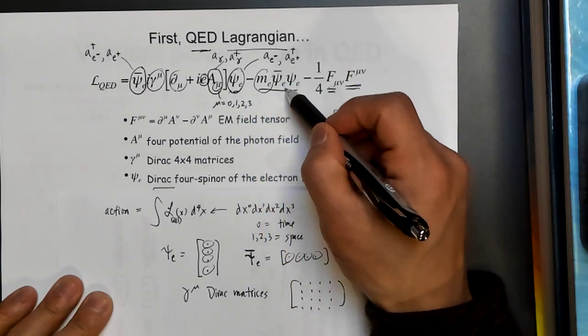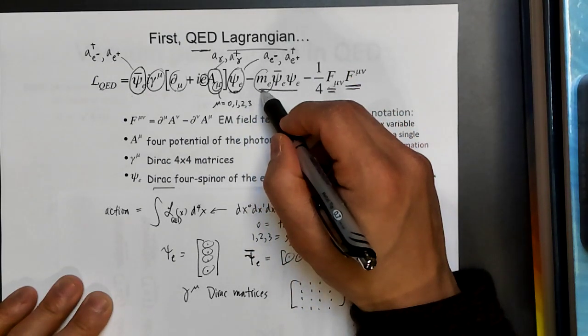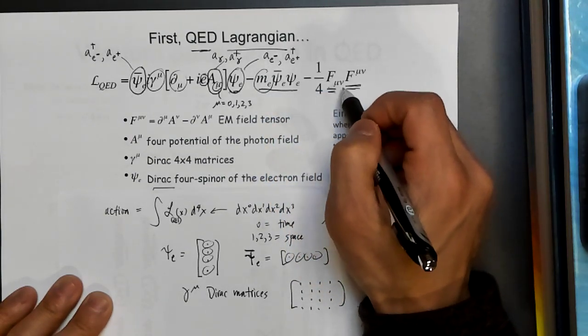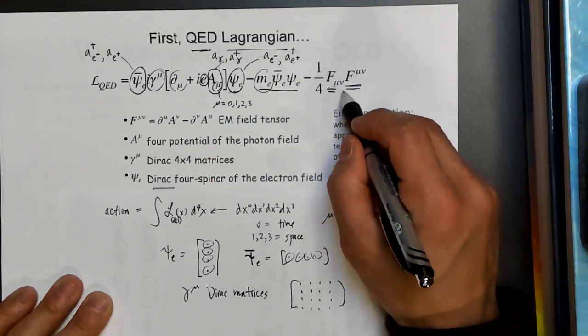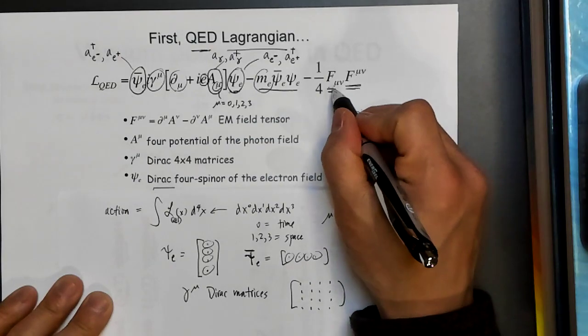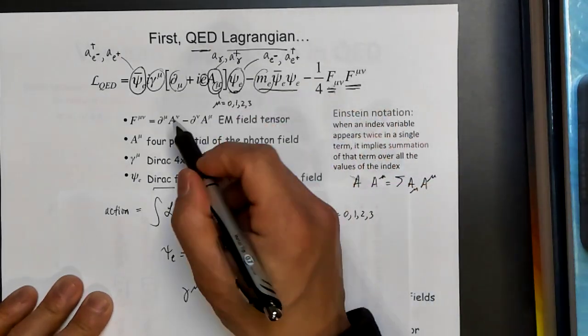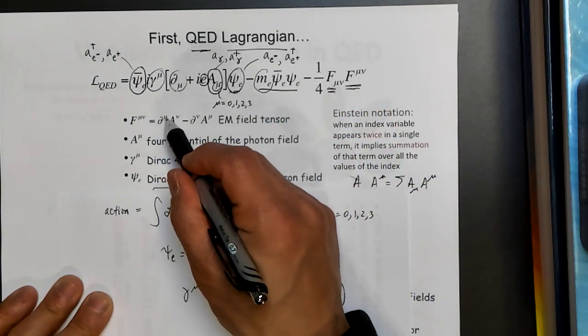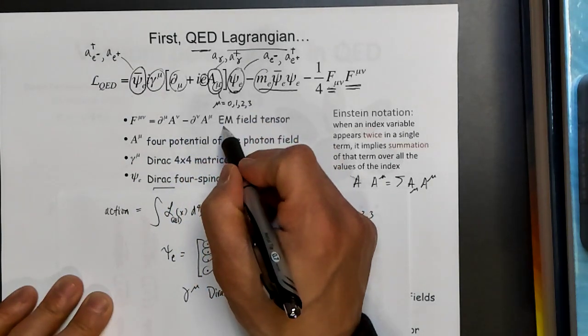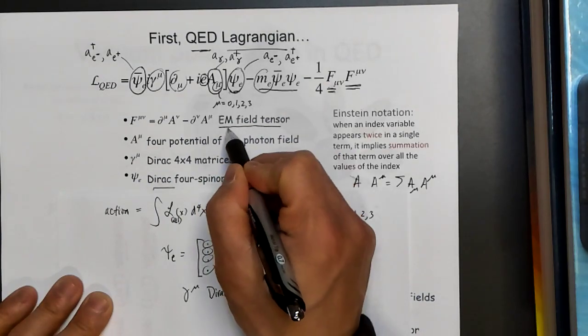Now, this term here is the mass term for the electron. m_e is the mass of the electron. This term here gives you the description of a non-interacting photon. So F_mu nu here is the derivative d_mu A_nu minus d_nu A_mu. And hopefully this is already familiar to you as the electromagnetic field tensor.